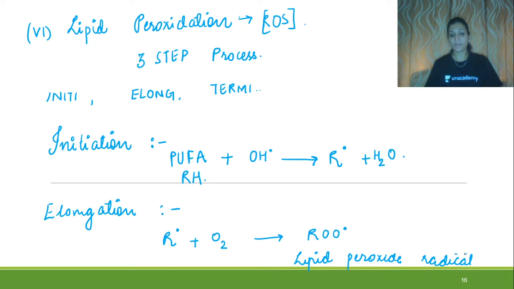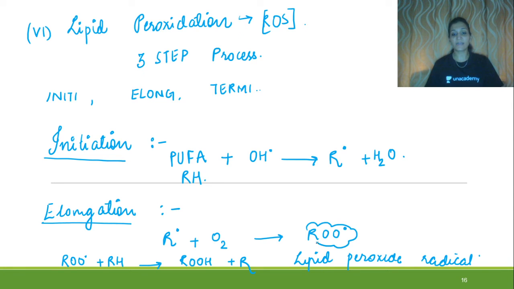This lipid peroxide radical can react with one more PUFA, or a reactive chain of fatty acid, and it can lead to the formation of an acid and one carbon chain. So in initiation and elongation, this is how the reactive peroxide radical is forming, and this is your reactive species.